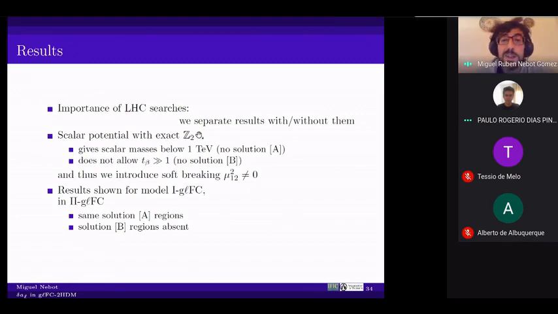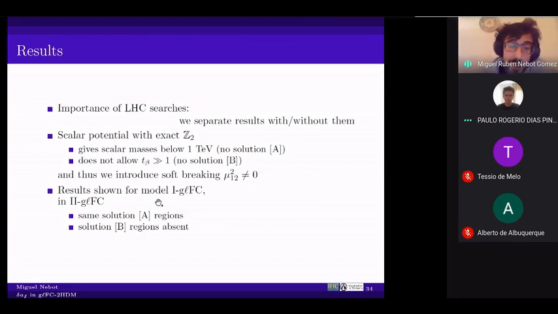There is also a footnote on this, which is, well, if you keep your scalar potential with the exact symmetry, as it happens, your scalar masses are bounded from above, so this would eliminate one of the solutions, the one with heavy masses. And it would also not allow large tan β, which would kill the other solution. So this means that the scalar potential with the exact symmetry is not good. So you really need to have some breaking of the symmetry. So that's why I included it from the beginning when I wrote down the potential.